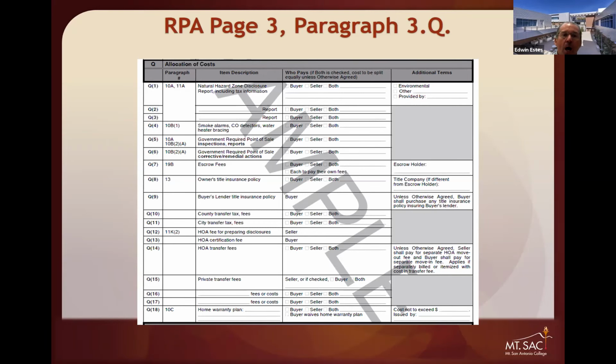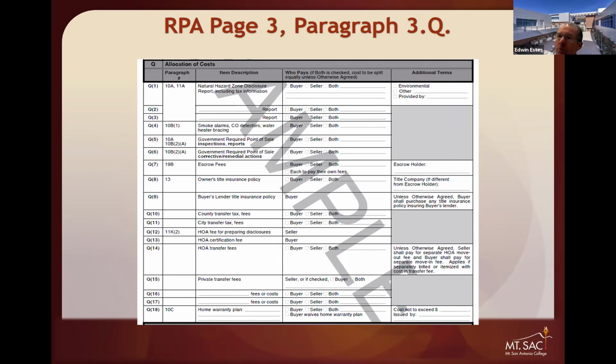I would appreciate it. Okay, so our first item description, NHD, okay, who's going to pay for that? Typically the seller does, right? Then we have two more spaces, Q2, Q3, for any other reports. Okay. Q4, smoke alarms, CO2 detectors, and water heater bracing. Remember, the seller has to install them. Here is where you can negotiate who's going to pay for those items. Okay. Governmental required point of sale inspections report if you're in that jurisdiction.